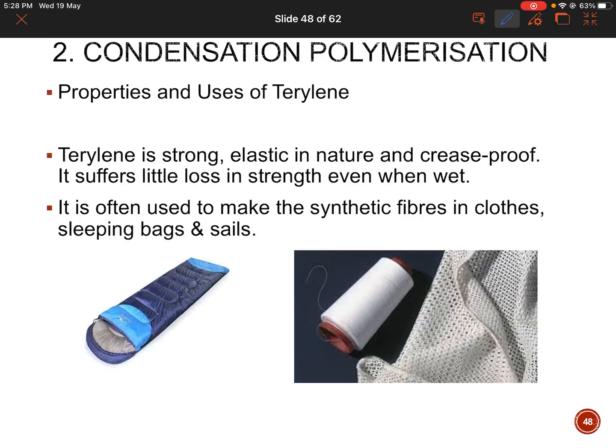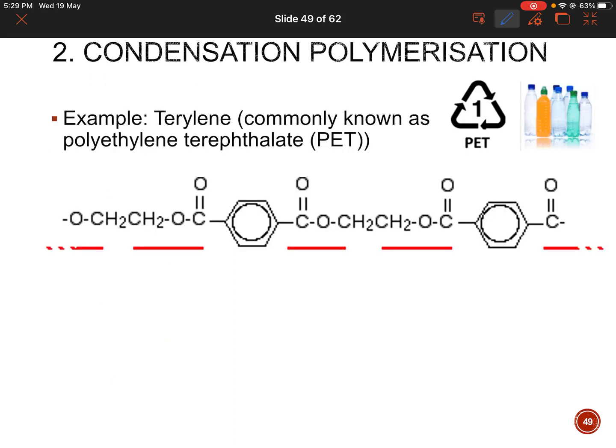Terylene is also very strong and elastic in nature, and is used to make a lot of cloth, sleeping bags, and sails. An example of terylene is known as PET, used to make your water bottles. So ignore the red lines. This is an example of a terylene condensation polymer.